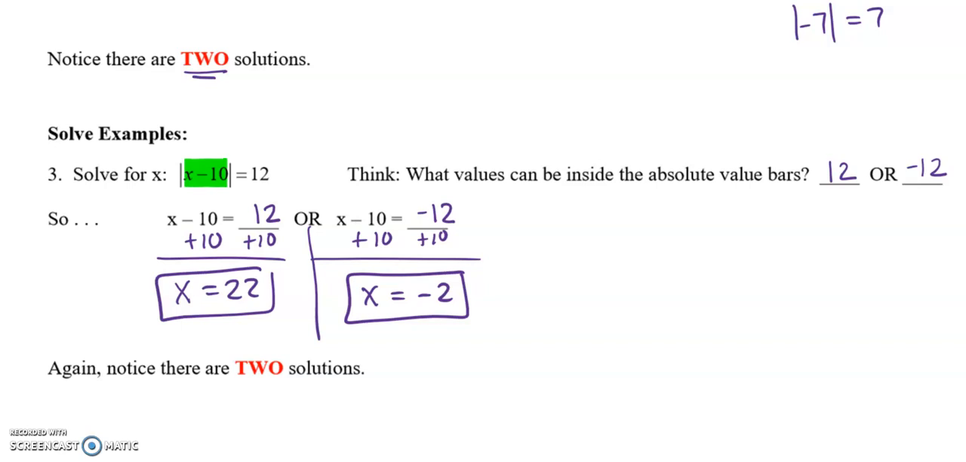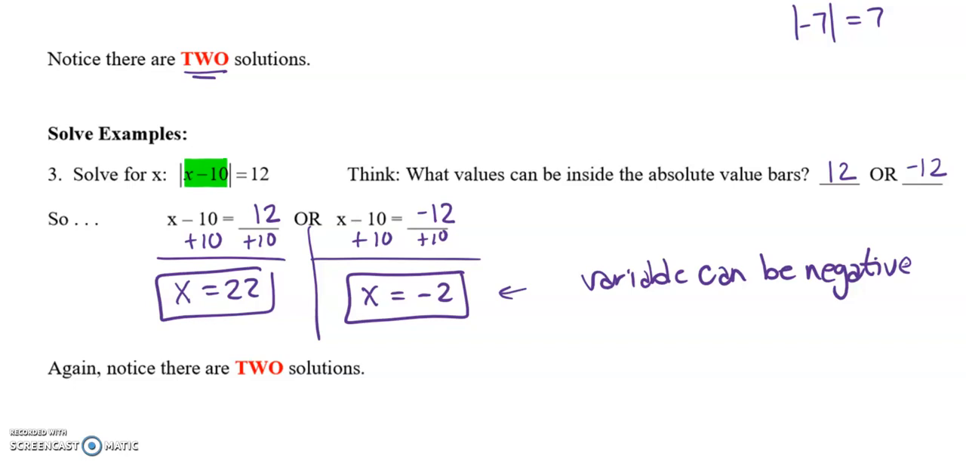Now you say, whoa, Mrs. Mack, I thought you said that absolute value distance is always positive. Yes, 100% said that. However, our variable can be negative. But when we plug it in and take the absolute value, we will end up with a positive. But you can have a negative along the way.